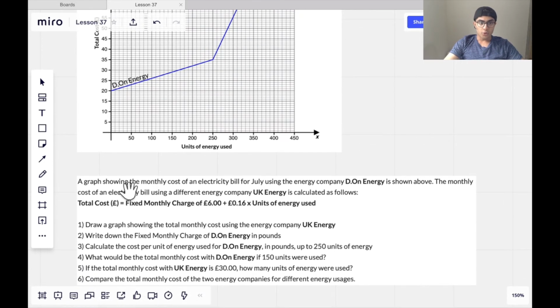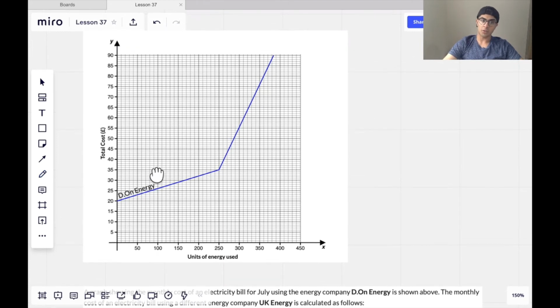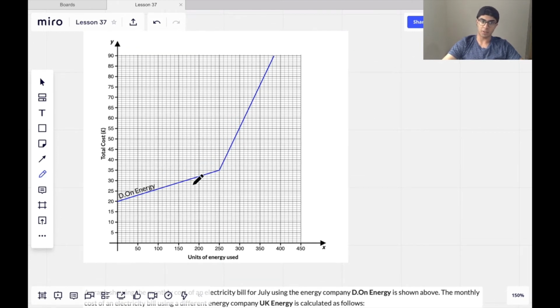So a graph shows the monthly cost of electricity bills for July using the energy company D-ON Energy shown above. The monthly cost of an electric bill using a different energy company, UK Energy, is calculated as follows. The total cost equals monthly charge of £6 plus 0.6 units of energy, which you can see is very similar to the one before. But here, actually, you can see with D-ON Energy, the gradient changes. So first, let's think about, as I said before, what the y-intercept means and what the gradient here means.